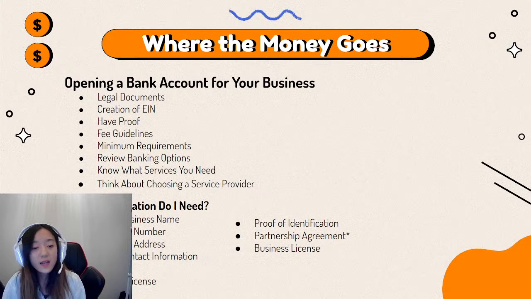Creation of an EIN number, an employer identification number. This is similar to your SIN number, but for a business. Application for an EIN number can be done online, through mail, fax, or telephone. You also want to make sure that you are aware of fees and guidelines. This can be found on the websites and in the fine print of your financial institution. Make sure you read those.